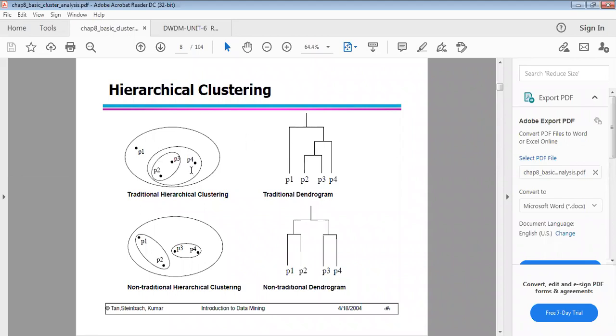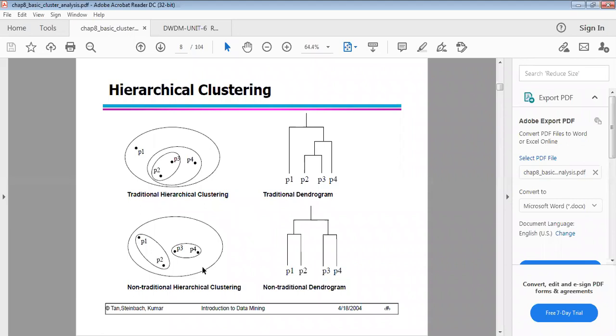That is the traditional hierarchical cluster. Remaining all data points come under the other root. So here P1 you have to represent as one subset, and P2, P3, P4 is taken as another subset. Again, P2, P3 you have to represent as one subset, and P4 as another. This way you have to represent the traditional dendrogram for the hierarchical cluster.